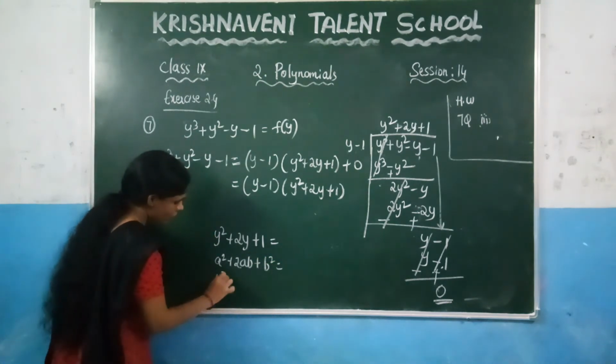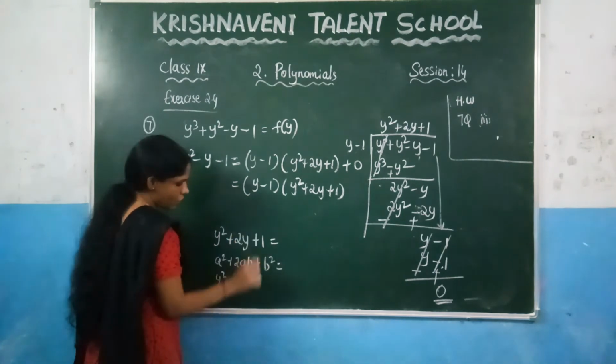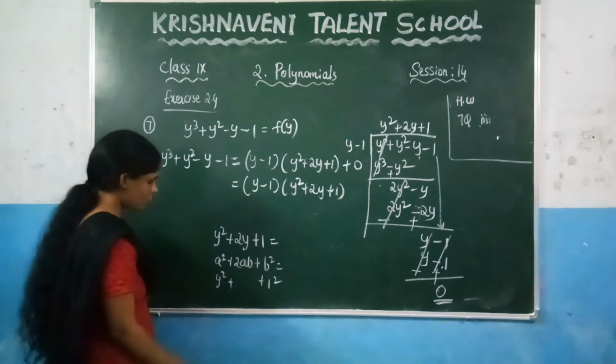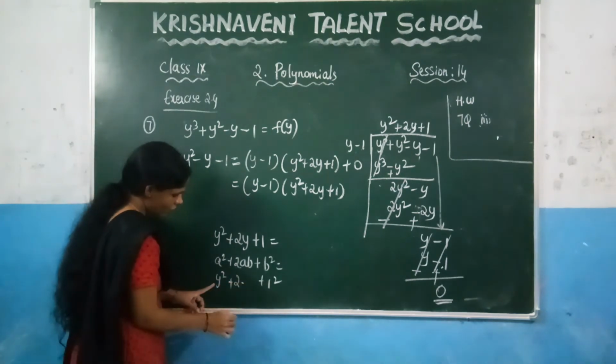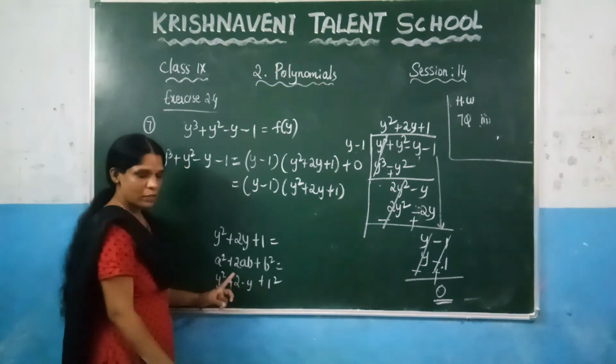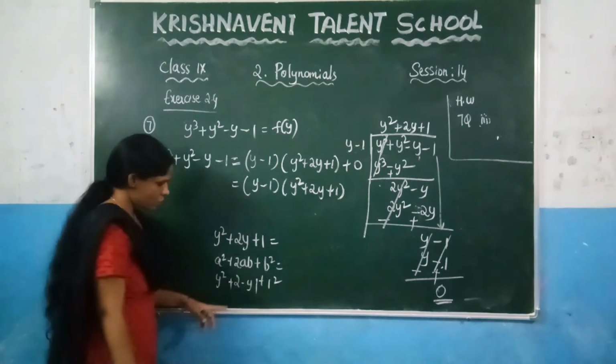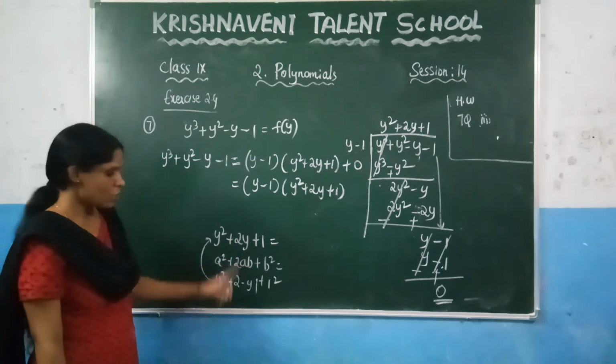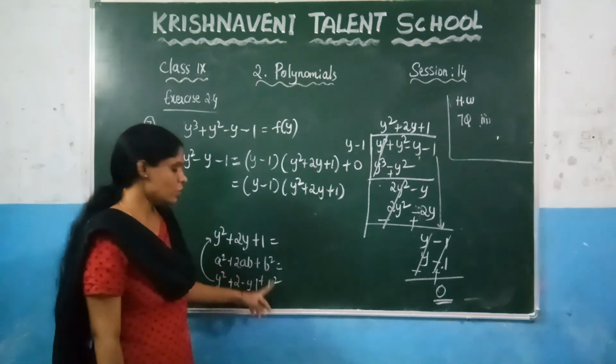So here y square, and the b value here is 1, which is 1 square. Right? In the middle you have to get 2ab, which is nothing but 2 into y, where a is nothing but y and b is nothing but 1. So you get the same thing here: y square plus 2y plus 1.